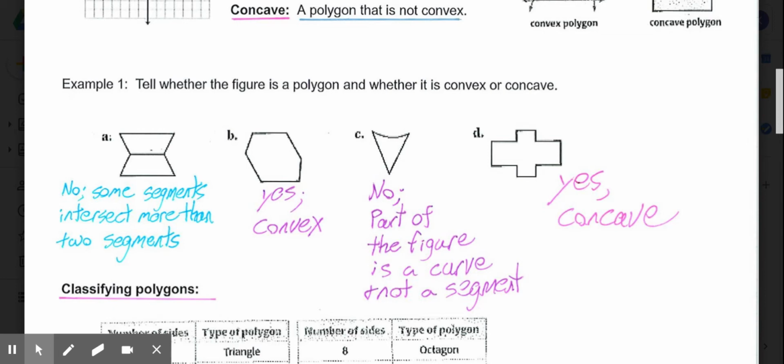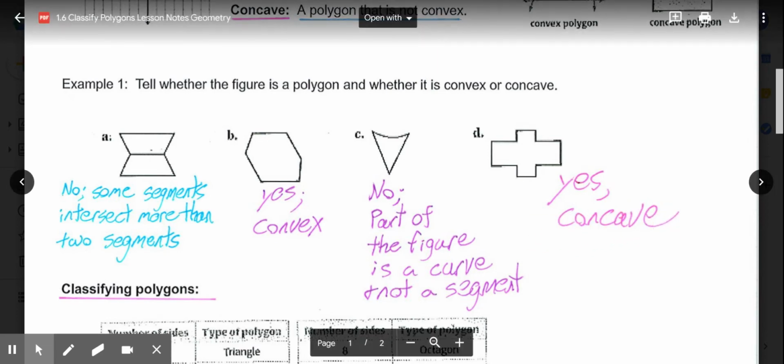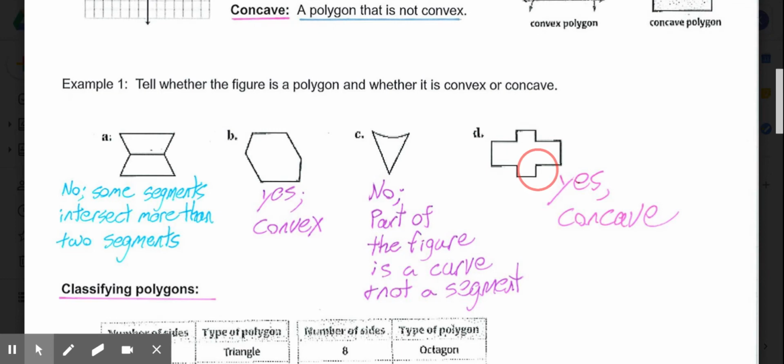And then in D, all the sides are line segments. They all meet at their endpoints and intersect 2 other sides. So yes, it is a polygon, but this one is concave because if I would extend, for example, this little vertical side here, it would cut through the interior right here. So if any of the sides extended cut through the interior, it is concave.